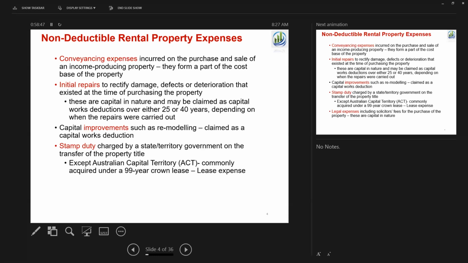I think I misled that. Stamp duty and conveyancing fees are part of your capital cost. When you sell the property, that will be used as a cost of your capital. It cannot be deductible through your rental schedule. Even you cannot use that for depreciation. Why? This is your capital.